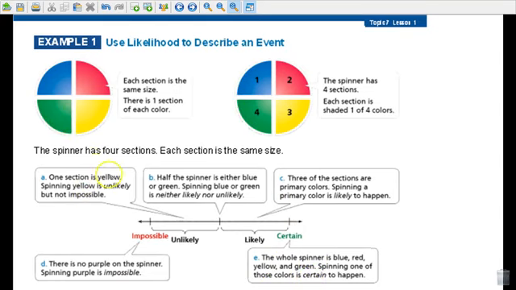It's unlikely just to spin yellow because it's 1/4. So it's in between impossible and the midway. If you pick 2 of them, the midway is neither likely nor unlikely. And then spinning it and getting 1 out of the 3 is likely. Because it's 3 out of 4. So you're likely to get one of those 3. To get a color that's not on it is impossible. And then to get one of the 4 colors is certain. It will definitely spin and land on one of the colors. All right?